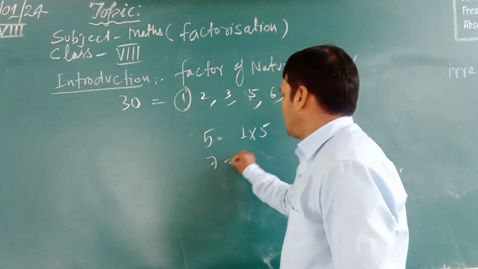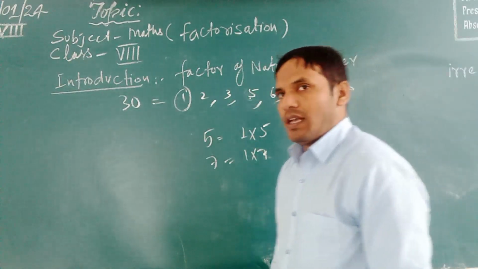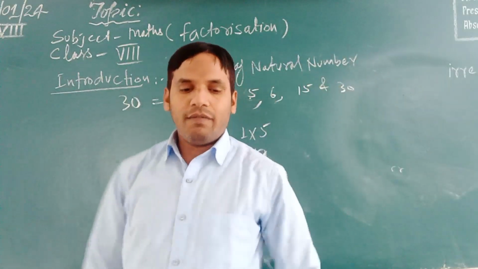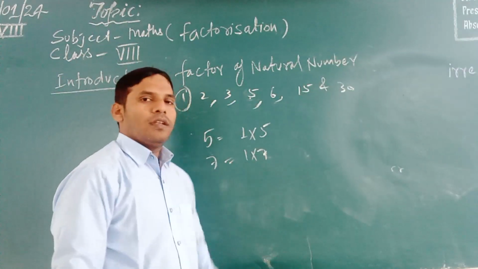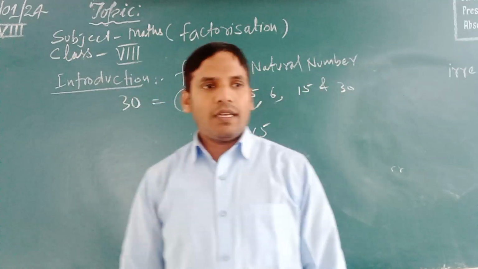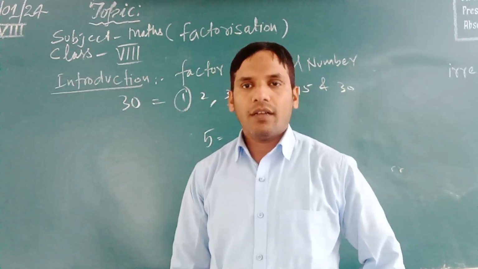7 is also like this, 1 into 7. We can say it has only two factors, 1 and 7 itself. Any number which has two factors is known as a prime number, but a number which has more than two factors is known as a composite number.